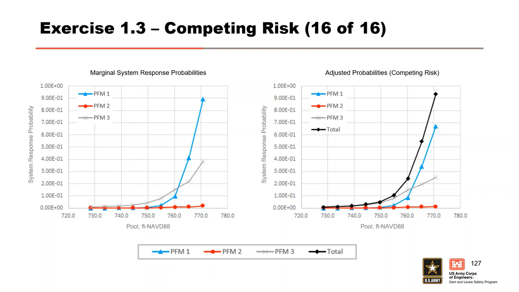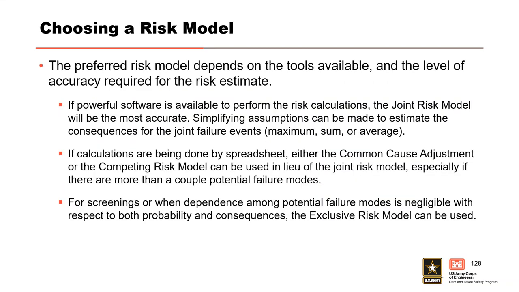Now that we have covered each of the risk models, which one should we use? While in most cases the total risk will not differ much with the risk model used, the preferred risk model depends on the tools available and the level of accuracy required. If powerful software is available to perform the risk calculations, such as RMC Total Risk, the joint risk model will be the most accurate and is recommended. Simplifying assumptions can be made to estimate the consequences for the joint failure events, such as taking the maximum of the consequences between the failure modes, summing them together, or taking the average.